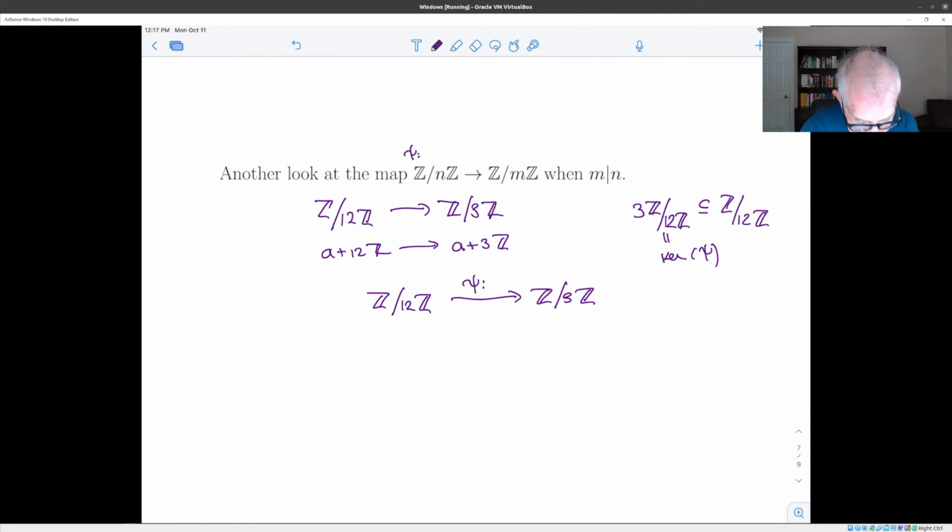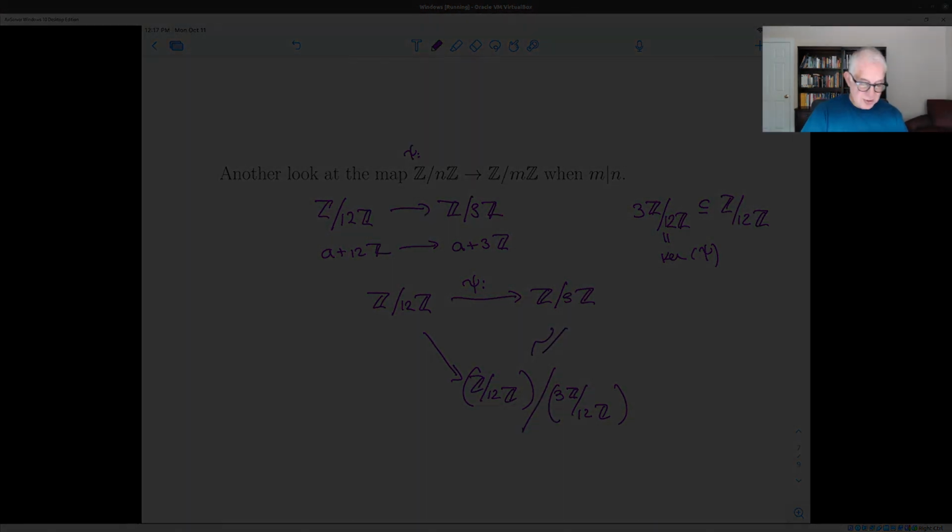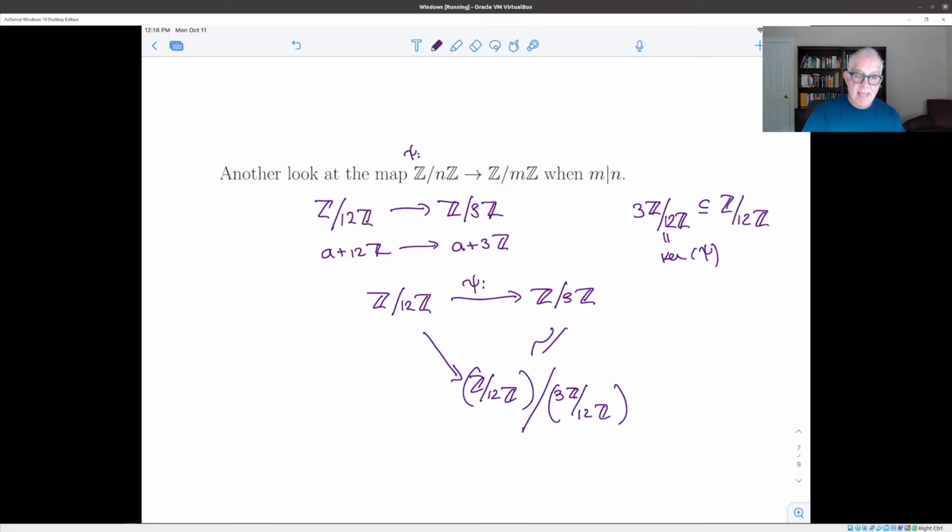And that's telling us that Z mod 12Z mod 3Z mod 12Z is isomorphic to Z mod 3Z. And in some sense, it's saying you can sort of cancel out the Z mod 12Zs, although I don't necessarily recommend doing that. But it shows you that you can interpret this Z mod 3Z as a quotient group of Z mod 12Z. It's not just a quotient group of Z, but it's a quotient group of Z mod 12Z as well.